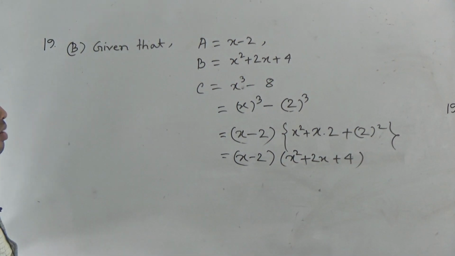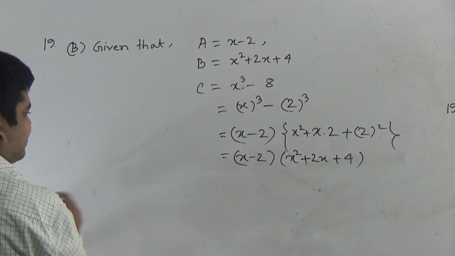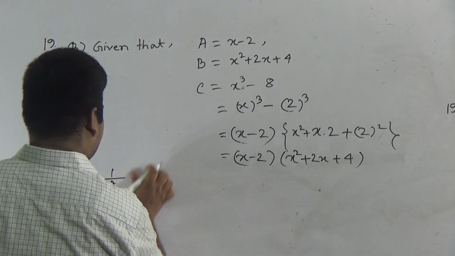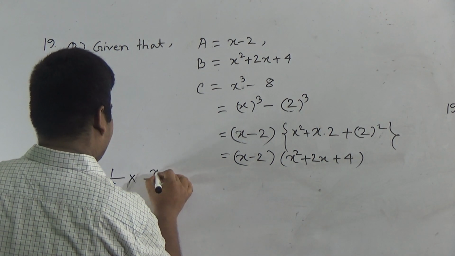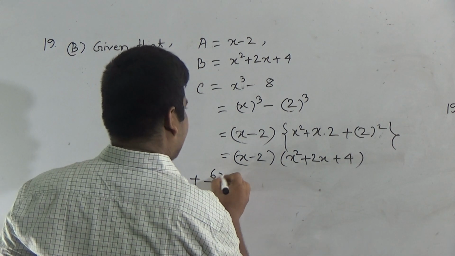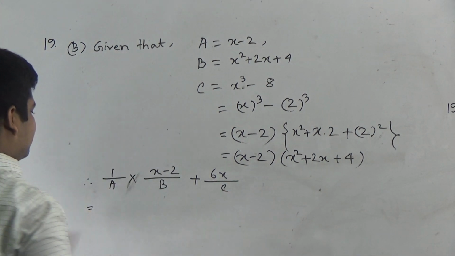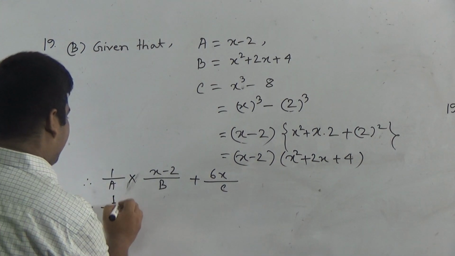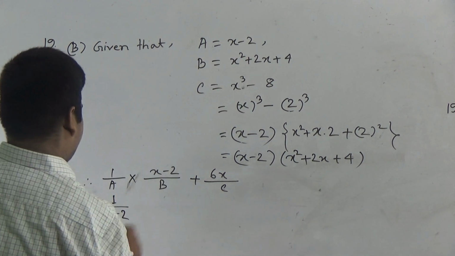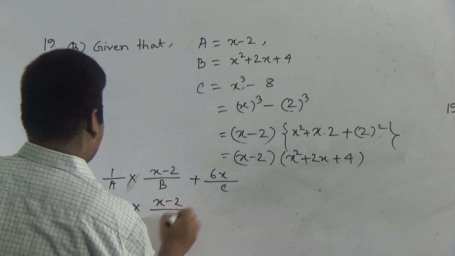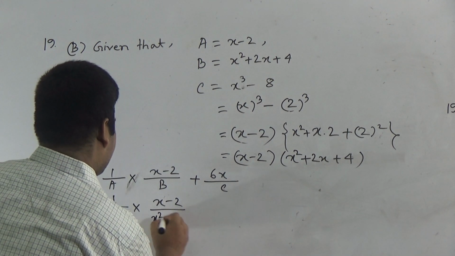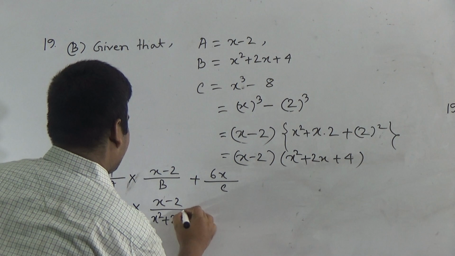Now my dear students, we write the expression. That means 1 by A multiply x minus 2 divided by B plus 6x divided by C. Here you notice 1 by A. What is the value of A? The value of A is x minus 2. Now we put the value. Now x minus 2 is here and B remains unchanged, so we put the value of B in the expression. That means x square plus twice x plus 4. Okay.